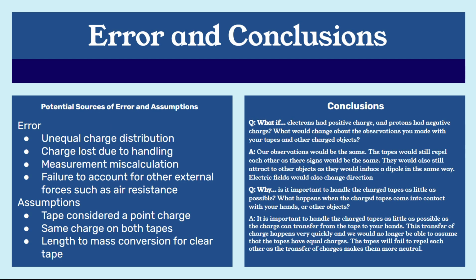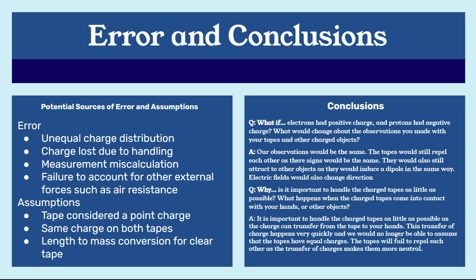Potential sources of error included unequal charge distribution on the tapes, charges lost to handling the tapes, improper measurement, and a failure to account for other external forces. Assumptions we made include considering the tape was a point charge, that the charge was the same on both tapes, and that the mass of the tape was 1 gram per meter.